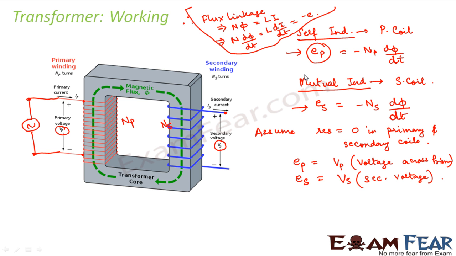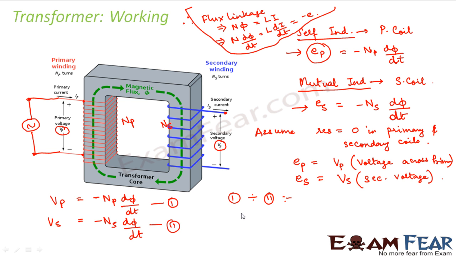So therefore we can write the same expression in this way, that is Vp is equal to minus Np d phi by dt, and Vs is equal to minus Ns d phi by dt. So let me number these as equation 1 and 2. If you divide equation 1 by equation 2, what do you get? You get Vp by Vs is equal to Np divided by Ns.